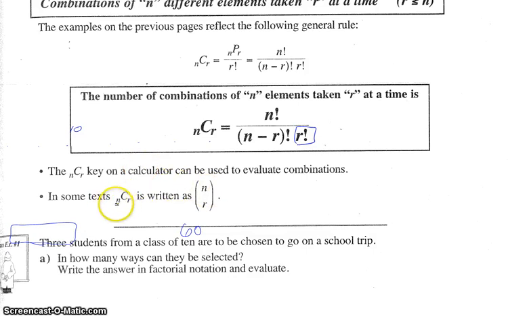Now, there are 2 ways to write this nCr. You could write it like this, n choose r, or you can write it with the big brackets, n and then r below that. You're going to see both ways, so you need to be familiar with both.